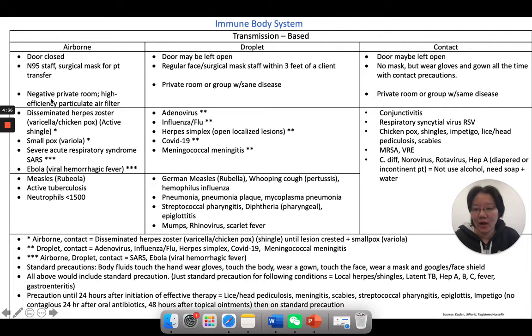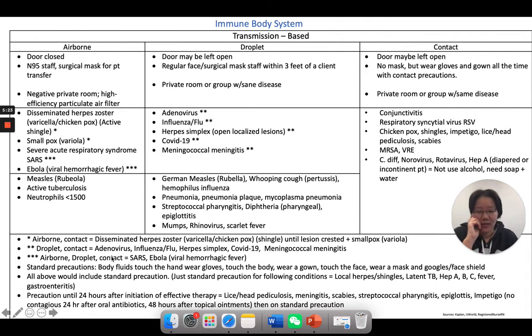For the room, with airborne, you use a negative pressure private room with a high efficiency particulate air filter. For droplet, a private room or a group with the same disease. For contact, a private room or a group with the same disease. For here, airborne, if you can see the stars, there's 1 star here, 2 stars here, and 3 stars here. That's what they mean. If it's 1 star, they use airborne and contact. If it's 2 stars, it's droplet and contact. For 3 stars, it's airborne, droplet, and contact.